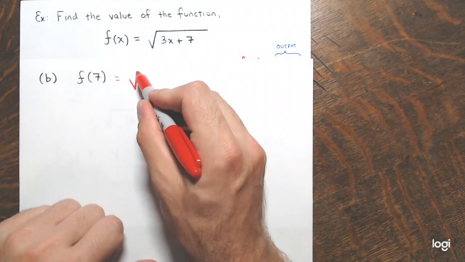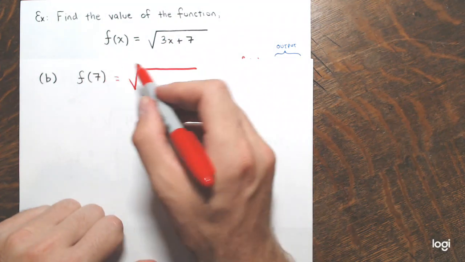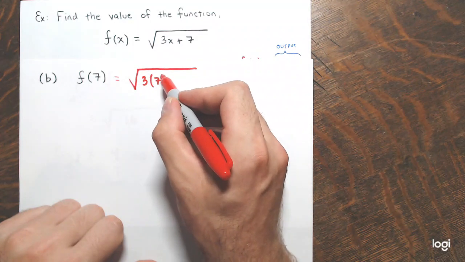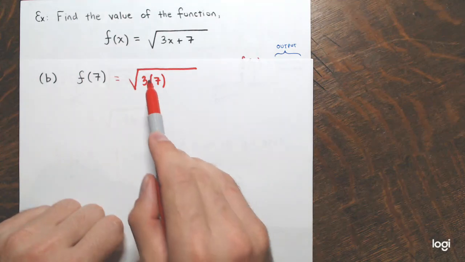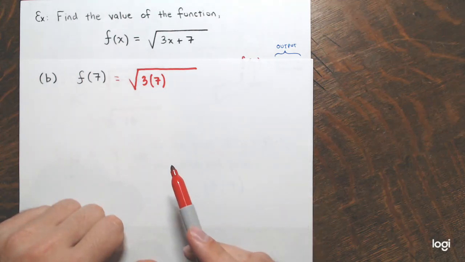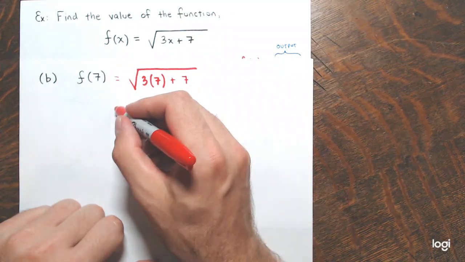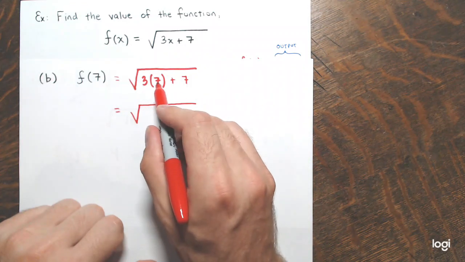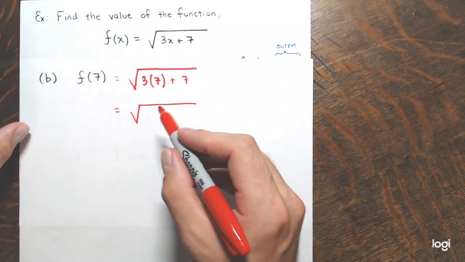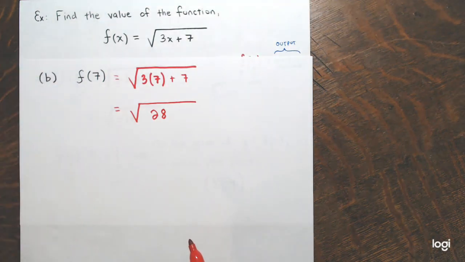So I go square root of 3 times x, and x is 7. Again, you can put a little dot for multiplication, or put 7 in parentheses to indicate that it's multiplication and not the number 37. It's 3 times 7, and then we have plus 7 after. We have the square root. 3 times 7 is 21, plus 7 is 28. Now 28 is not a nice perfect square, right?